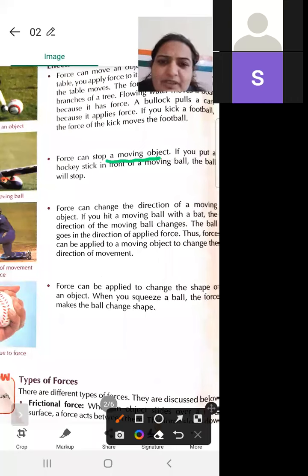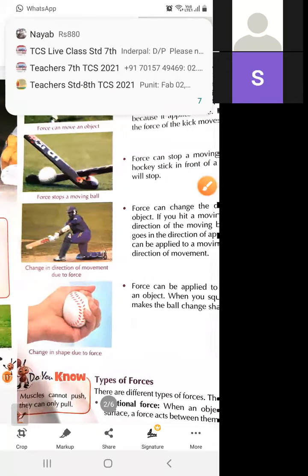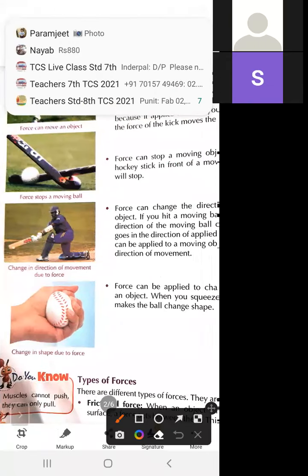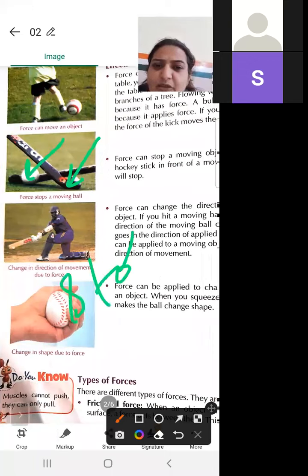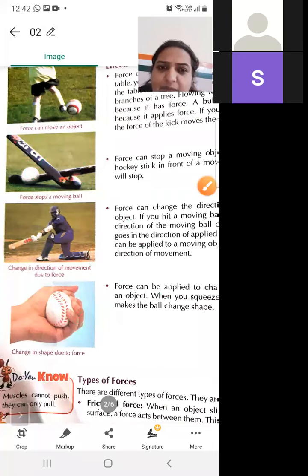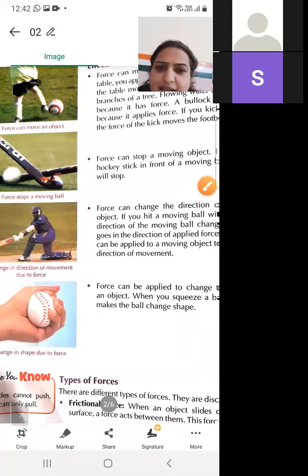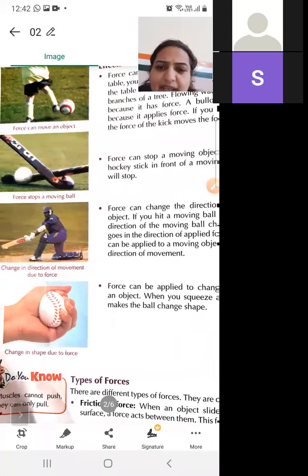If you put a hockey stick in front of a moving ball, the ball will stop. Suppose this hockey ball is moving, and we put a hockey stick in front of it. What will the ball do? Stop. So what is needed to stop the ball? Force. So force can stop a moving object.